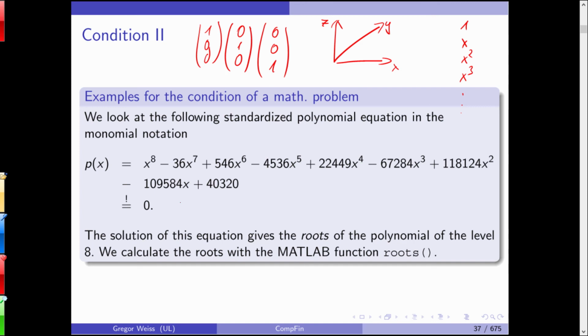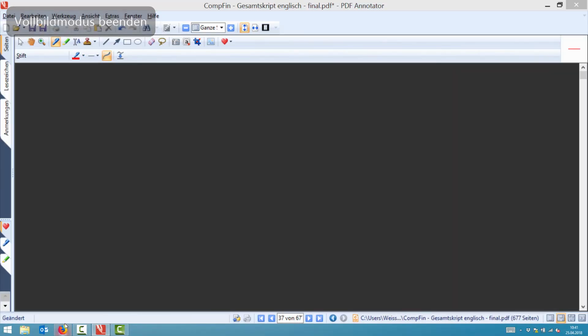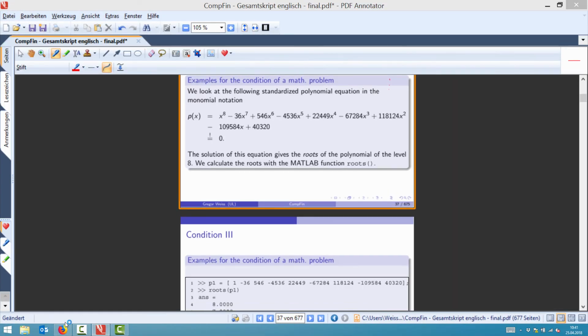This is the simplest form, at least for us, for calculating on a piece of paper. This is the monomial notation, Monomdarstellung in German, of a polynomial. But as you can imagine, there are several other basis representations. Do you know a couple of them? I can find one just very quickly.